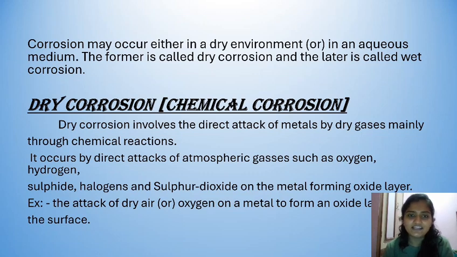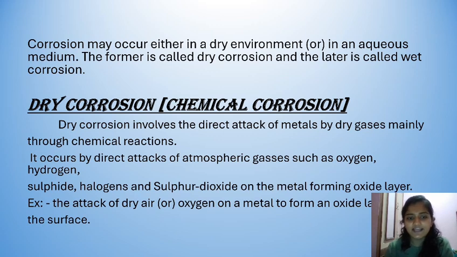Corrosion may occur either in a dry environment or in an aqueous medium. The former is called dry corrosion and the latter is called wet corrosion. First, we will know about the dry corrosion. It's also called chemical corrosion. Dry corrosion involves the direct attack of metals by dry gases, mainly through chemical reactions.